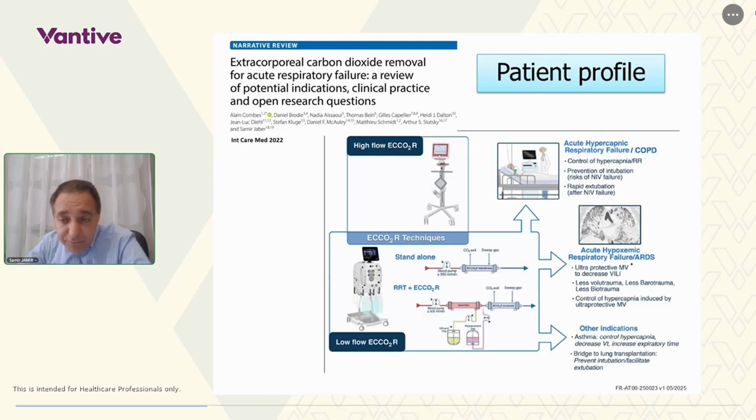Acute hypoxemic patient with respiratory failure in ARDS. This is a question we have. A lot of papers on physiological studies show benefit, but in terms of randomized controlled trials, we have two. The two studies are negative in terms of mortality, but there are some signals that could be helpful to better identify the patients that could be candidates to benefit. And the other indications, as you see, are asthma with hypercapnia, and bridge to lung transplantation.